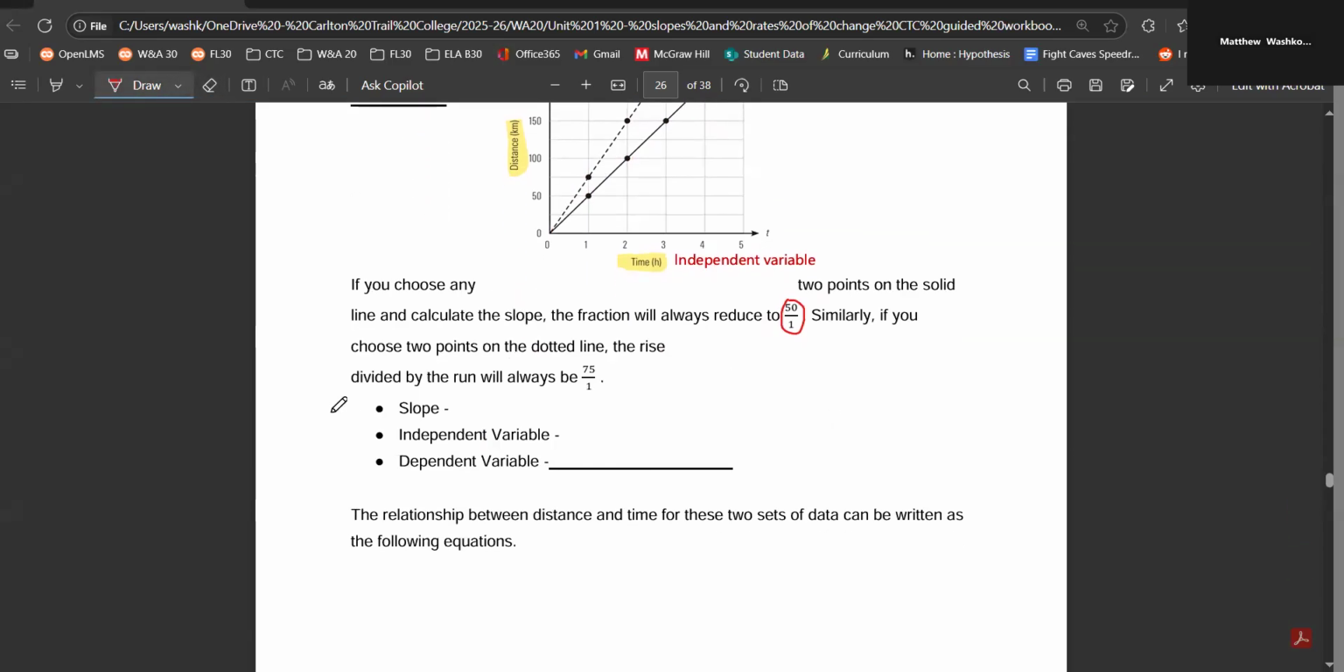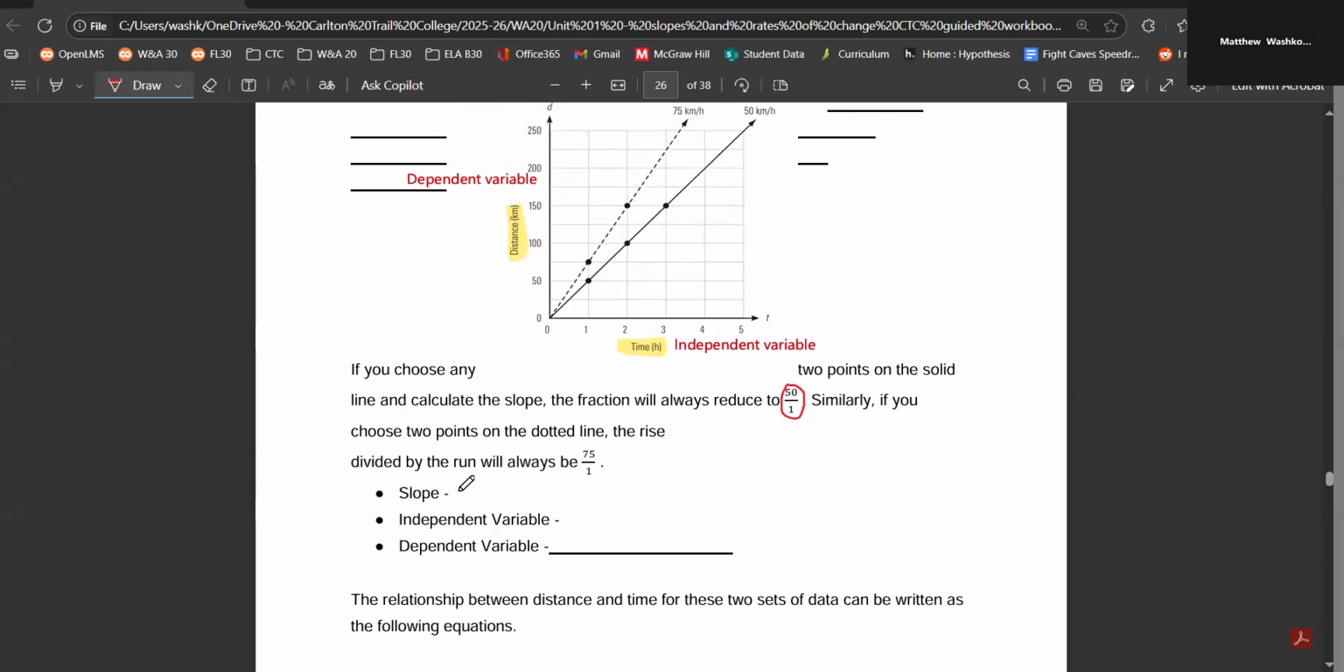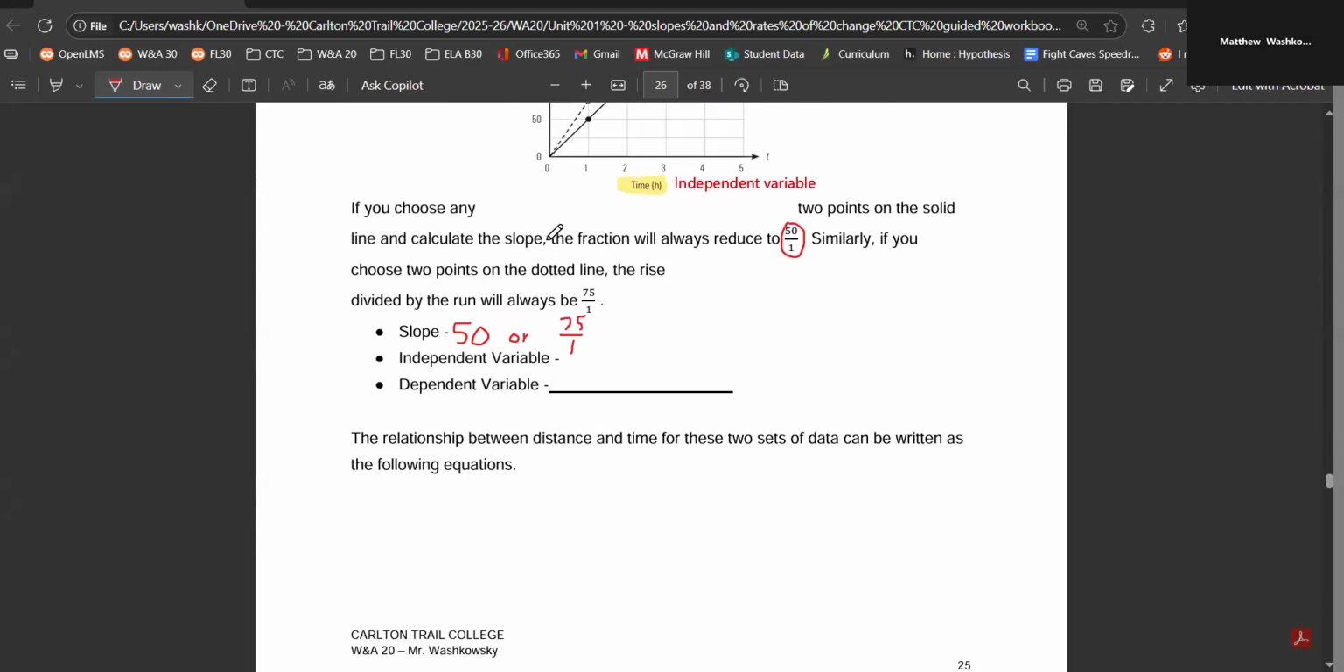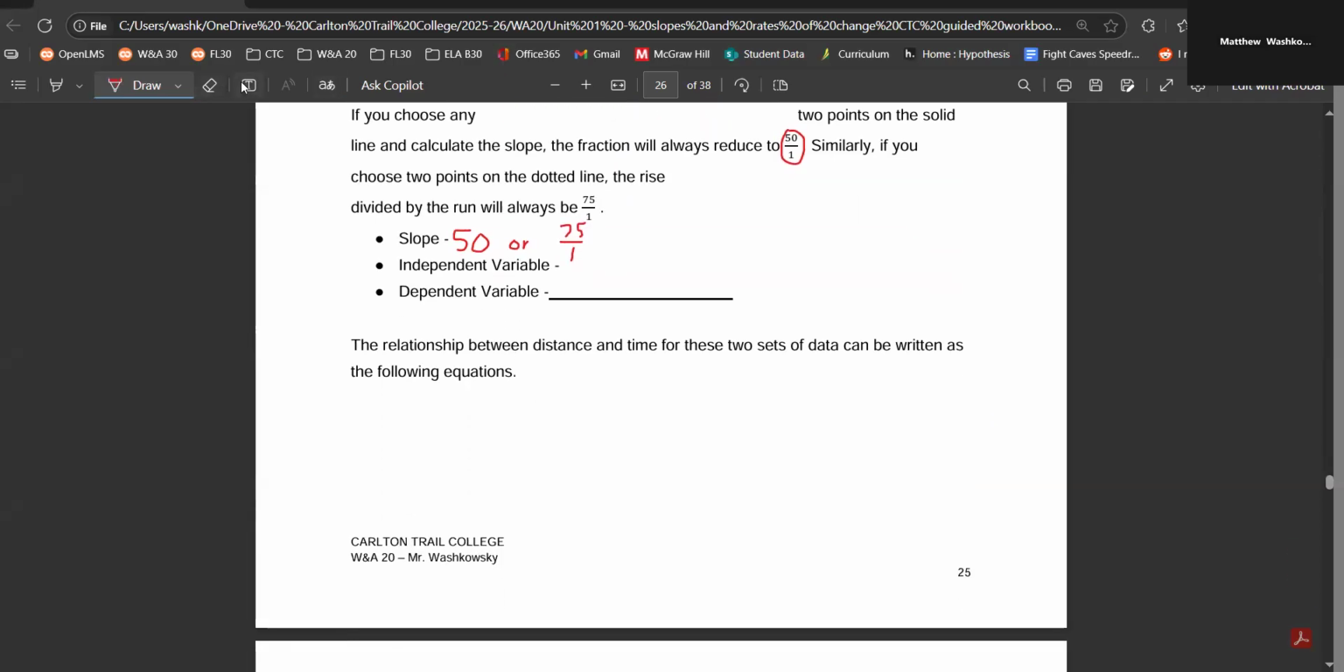So what's the slope? In this case, it's either 50 or it's 75. Now you're going to notice, why am I writing these differently? Well, there's a little invisible 1 under this 50, and you can write that. If I tell you the slope of this solid line is 50, there's a little invisible divided by 1 there. So that's just implied. We know what the independent variable is. It's our time. We know what our dependent variable is. It is our distance.